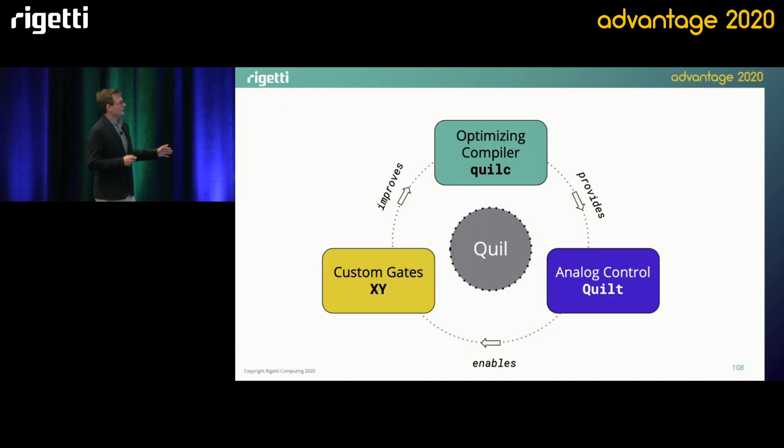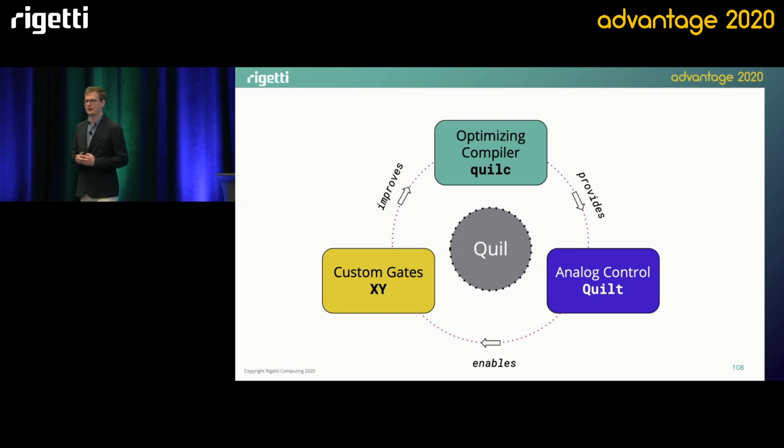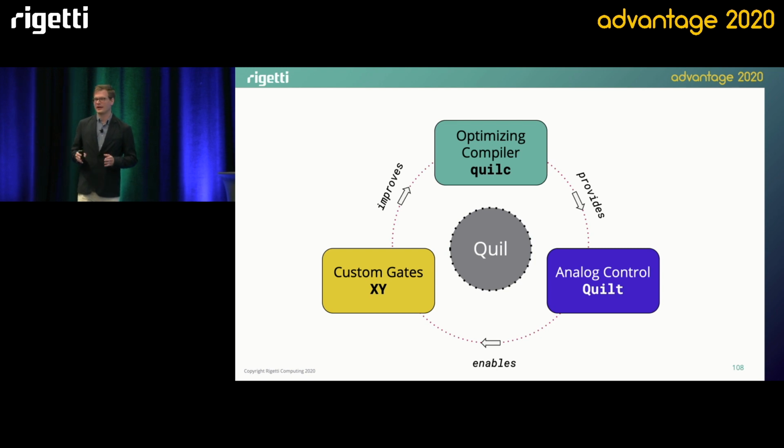So I want to talk about these two things, and I'm going to frequently come back to this picture, so don't feel like you have to memorize it all in your head. I'm going to talk about the smart tooling with our compilation. I'm going to introduce Quilt, which provides analog control. And then, almost like a little bit of a case study or example, I'll talk about tuning up a new gate and how that helps you write software.